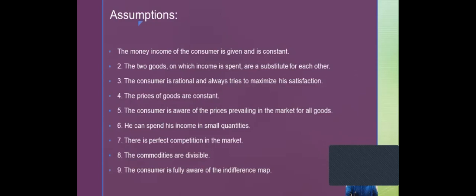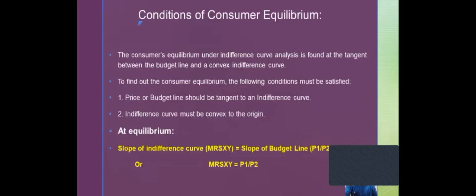The consumer is fully aware of the indifference map. The ninth assumption or condition of this theory is that the consumer is fully aware of the indifference map. I have already shown what is an indifference map. An indifference map is a group of indifference curves. Now coming to the conditions of the consumer equilibrium: what are the important conditions without which you cannot achieve the equilibrium point?